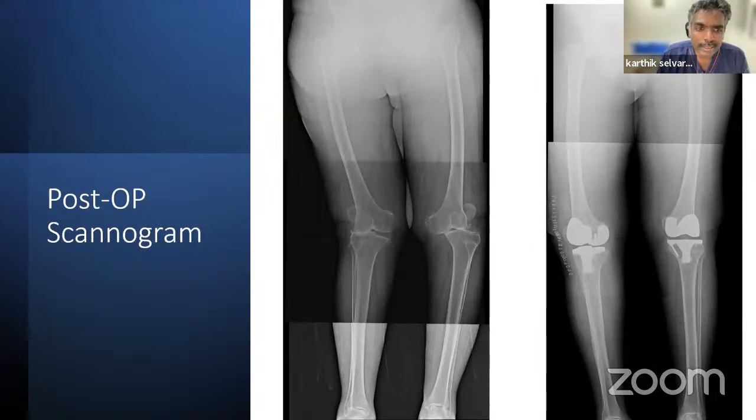Any questions? Any immediate questions to the speaker from the panel? And I can't see any questions here. So how much valgus, distal valgus cut have you taken on the right side and how much have you taken on the left side? Distal femur cut.